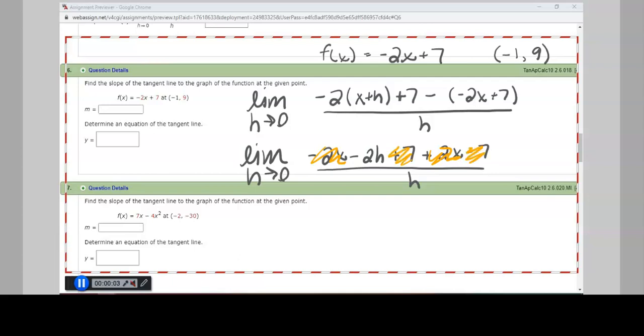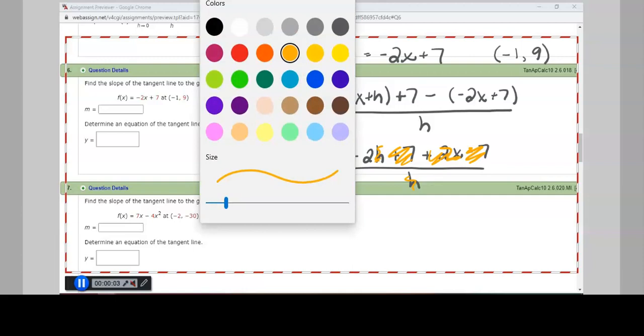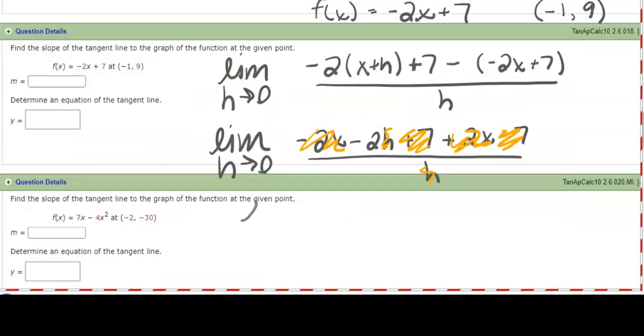This is going to reduce with this. And we're left with a negative 2h over h. Well, then your h's reduce. So now we're left with the limit as h approaches 0 of negative 2. Okay, so what does that mean? That means your formula for slope is negative 2.